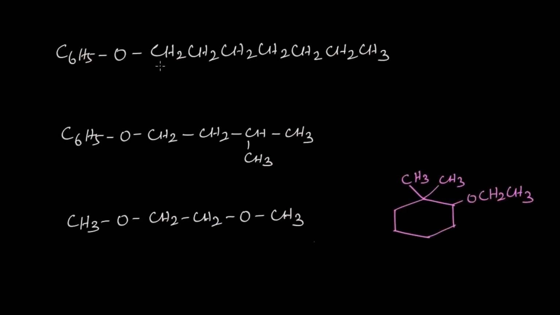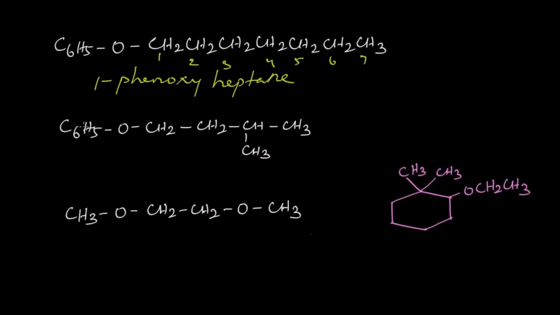Okay, how many carbons are there in the parent one, the longest chain? Select the longest chain. 1, 2, 3, 4, 5, 6, 7. So heptane. Here phenoxy is attached to the first carbon of the heptane. So 1-phenoxyheptane is the IUPAC name for the first one.